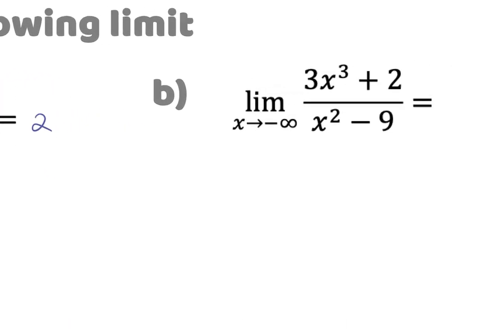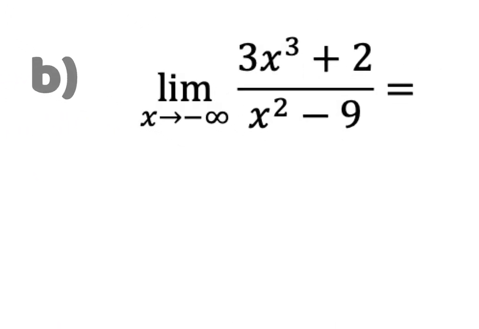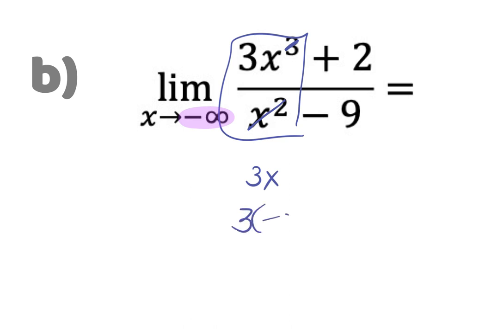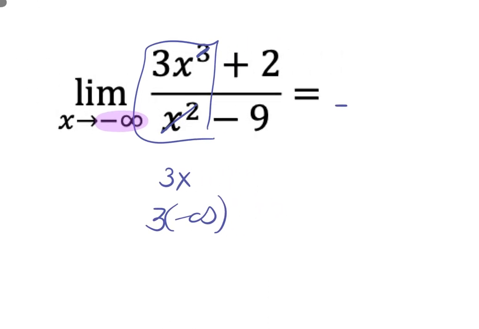Go to B. What's true this time? Top's bigger than the bottom. Top's bigger than the bottom, so cancel the 2. Good. There's no horizontal asymptote. We got to grab these two. I'd cross out the x squared and I end up with 3x. And this time I only want to know what's happening as it's approaching negative infinity. 3 times negative infinity would be negative infinity.